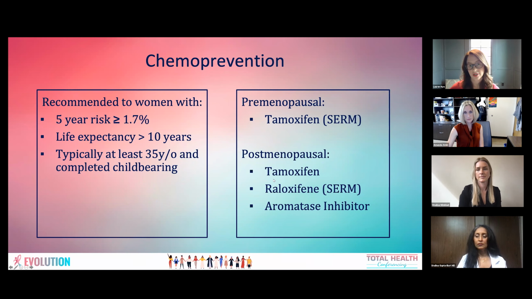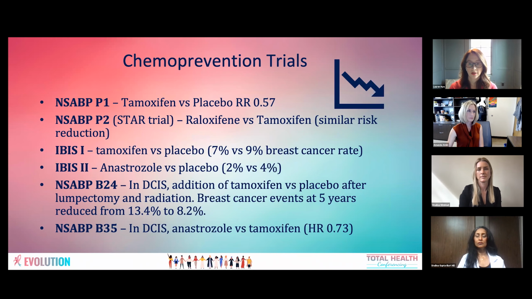Overall, though, none of these agents provide a survival benefit, which can be difficult for women to accept the side effects with no known survival benefit. There's been many large trials looking at the chemoprevention agents, which I've listed here, and all of them show a similar risk reduction of approximately somewhere between 50 and 60%, depending on the risk that we're starting with, of reducing the risk of breast cancer, but yet no survival benefit.